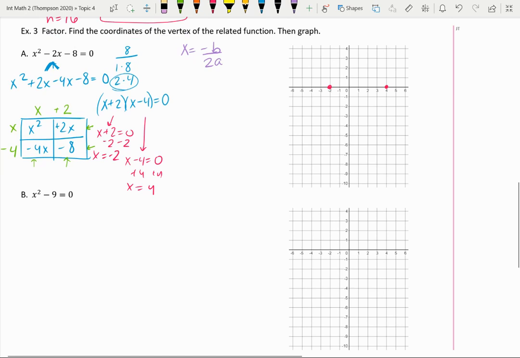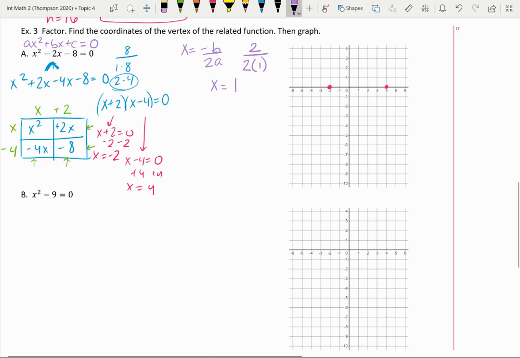If you find it helpful, you can write the standard form here right above or below the equation. So -b. b is -2. So when I take the opposite of that, I actually get +2, divided by 2 times 8, which is 1. 2 divided by 2 just gives me 1, so x is 1.